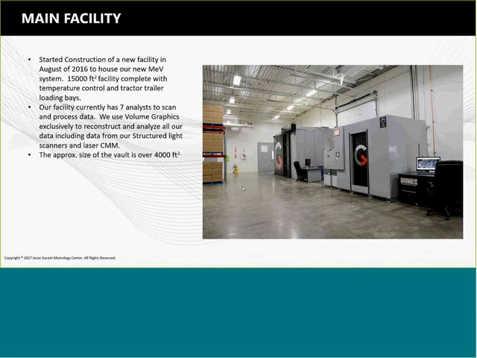To accommodate some of the larger machines, we ended up having to expand and build a new facility. When you start getting into the millions of electron volt machines, you need a fair amount of shielding and space. So we purchased a building of approximately 15,000 square feet. To process all that information from our machines, we have 7 different analysts, and we use Volume Graphics to perform all of our analysis.